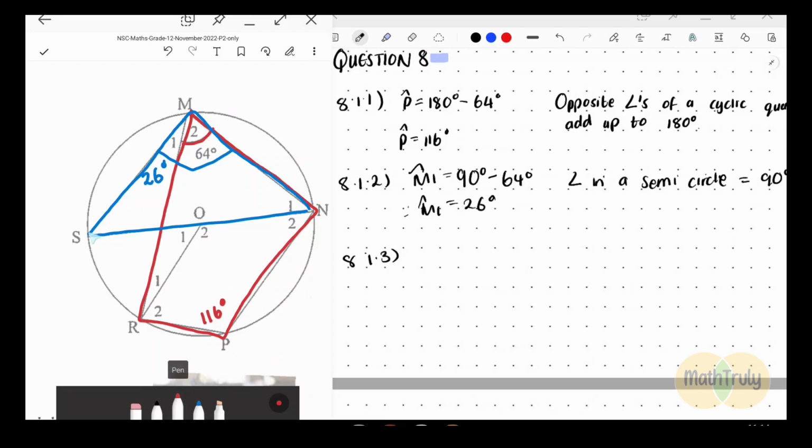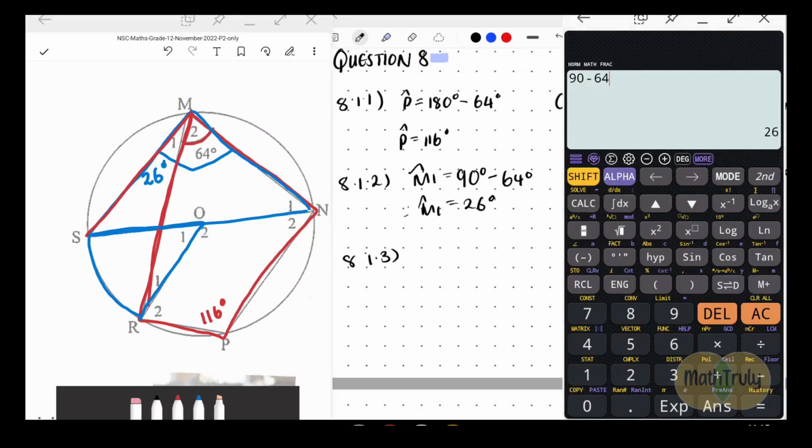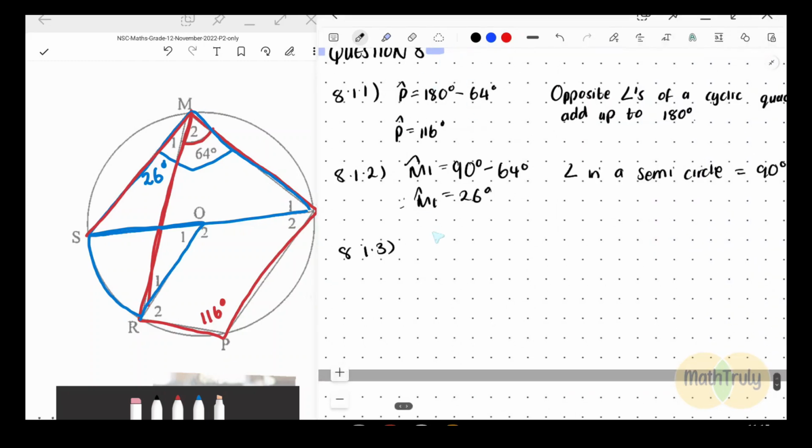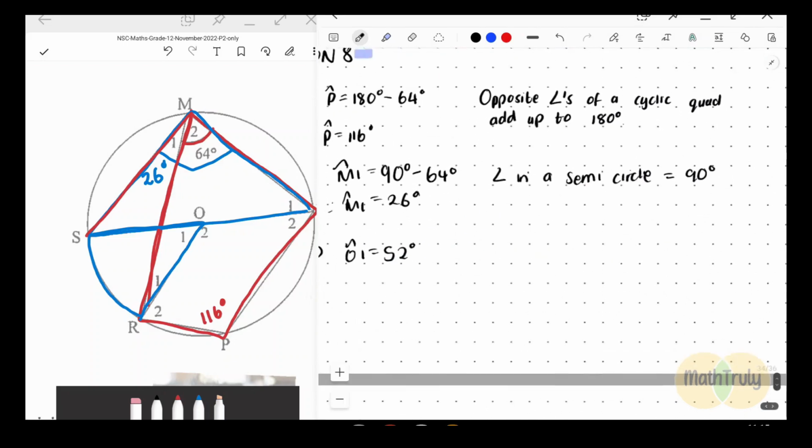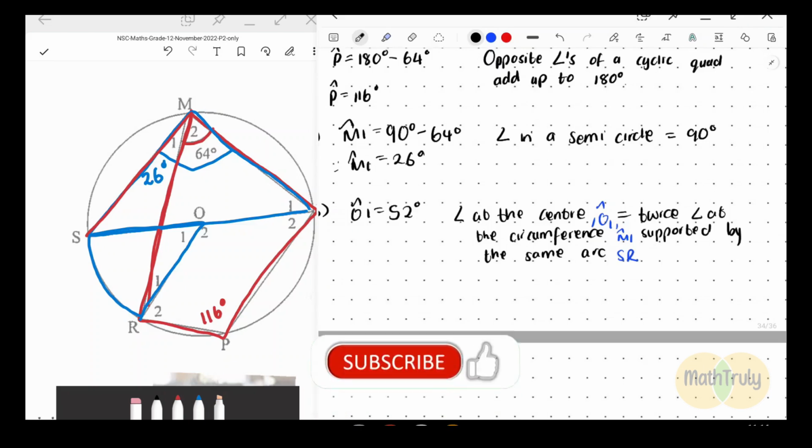If you look at M1 and angle O1, you'll see that these two angles are being subtended by the arc SR. And since angle O1 is the angle at the center, and this is the angle at the circumference subtended by the same arc, O1 will be double the size of M1. So O1 is equal to 26 degrees multiplied by 2, which is 52 degrees. So you can go ahead and say O1 is equal to 52 degrees because of the angle at the center being twice the angle at the circumference subtended by the same arc. And I'm just specifying the angles and the arc.